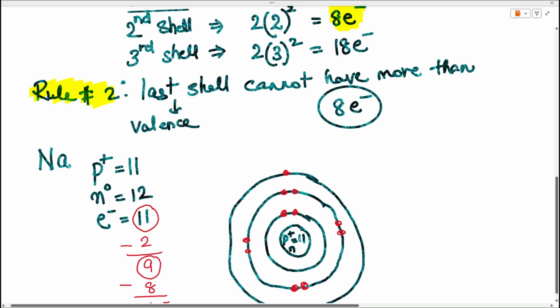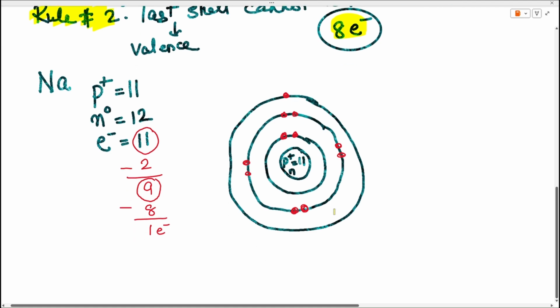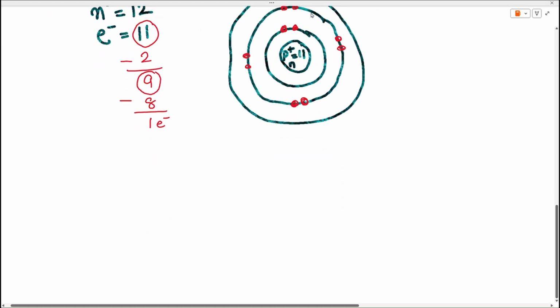But at the same time, we'll make sure that because this last shell is the outermost for sodium, it should not have more than 8, and that way we are correct. So this is the Bohr-Rutherford diagram for sodium. Now let us take another example. We will take another element.